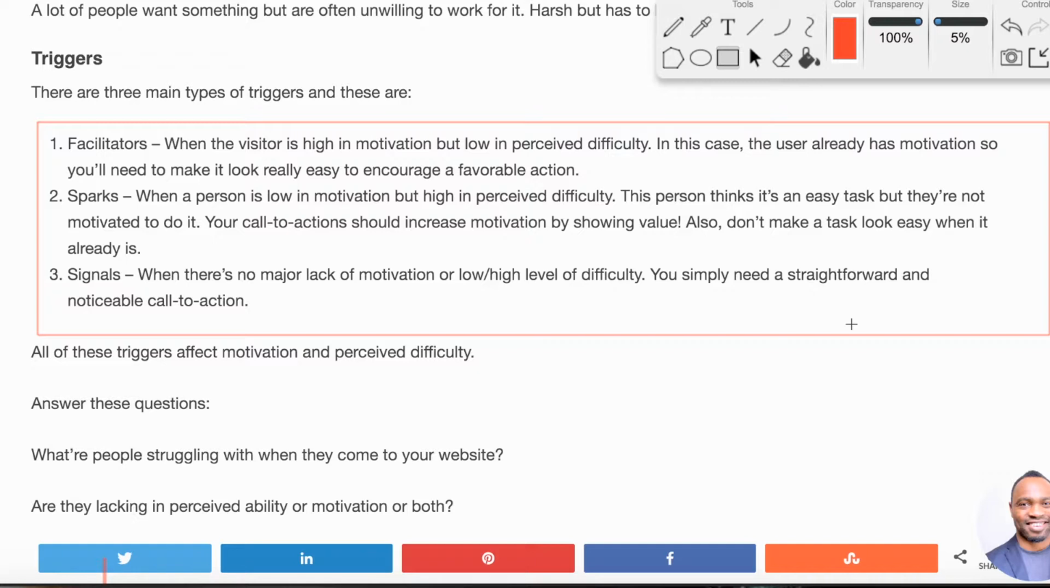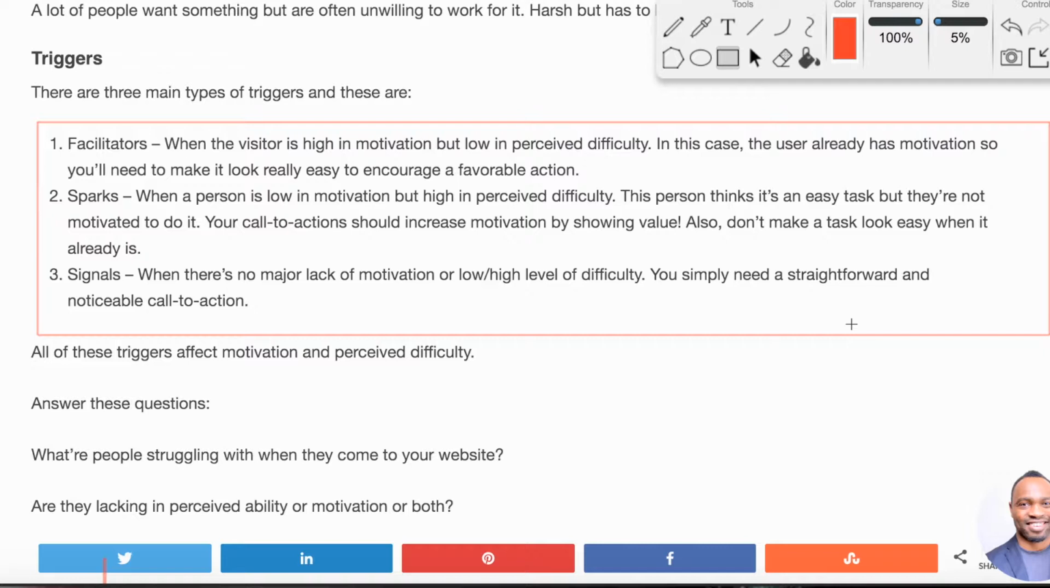When a person is low in motivation but high in perceived difficulty, that just means they're not very motivated to do it, but they don't think it's complicated to do either. So in this case, your call to action needs to increase the motivation. A good example is a call to action like, I want a consultation. That increases motivation a little bit because that could be what they're thinking they want, but they're just not motivated to do it. And they might just click your CTA at that point. CTA is short for call to action.